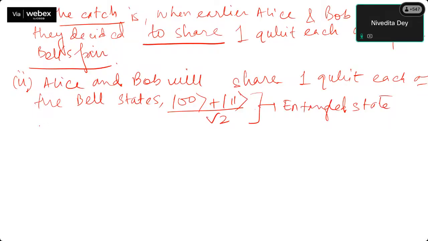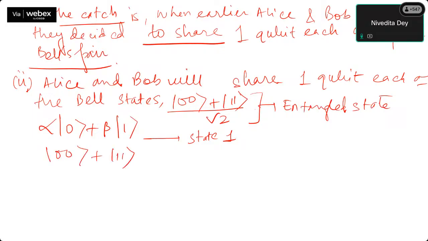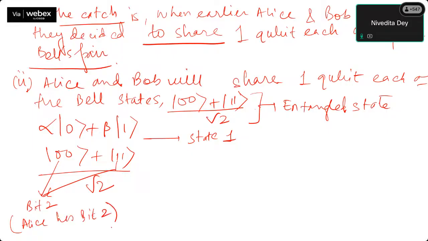So Alice is starting with state 1, which is alpha 0 plus beta 1, which Alice wants to send. So this is state 1. Second is (|00> + |11>)/root 2, where this bit is bit 2. Alice has access to bit number 2, and similarly this other bit is bit number 3, to which Bob has access.